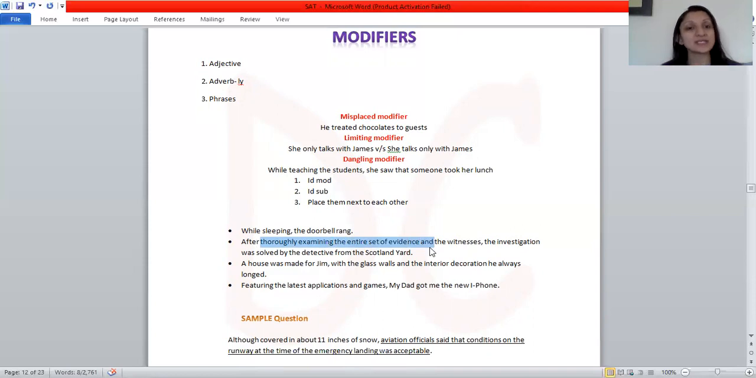After thoroughly examining the entire set. So who is examining? The moment you read a phrase which is not giving you a subject, ask yourself, where's the subject? Thoroughly examining the set of evidence, the investigation. Can the investigation investigate itself? Can the investigation examine and do everything to itself? No, we need somebody to do it. So who's that somebody? The investigation was solved by the detective. So that detective is the somebody, and we need to put this detective over here.